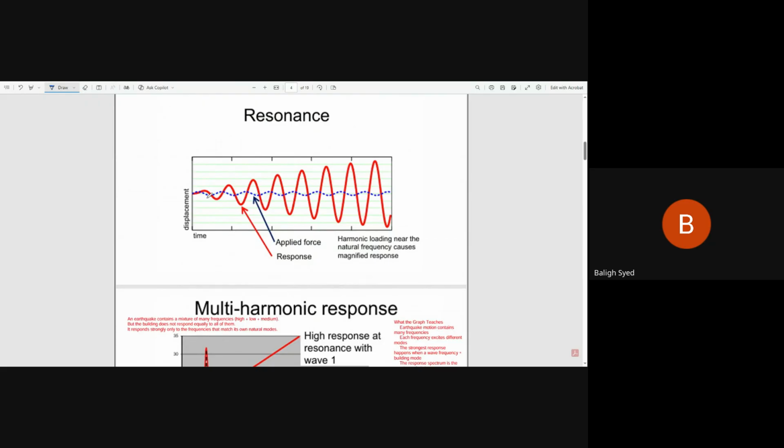If we have the function as the applied force, harmonic loading near the natural frequency causes magnified response. The code already captures it. We are going to study this in a few moments. What exactly I'm trying to say: resonance is a serious problem, but when the earthquake comes, the structure will only resonate on the frequency which matches the frequency of the wave from the earthquake.